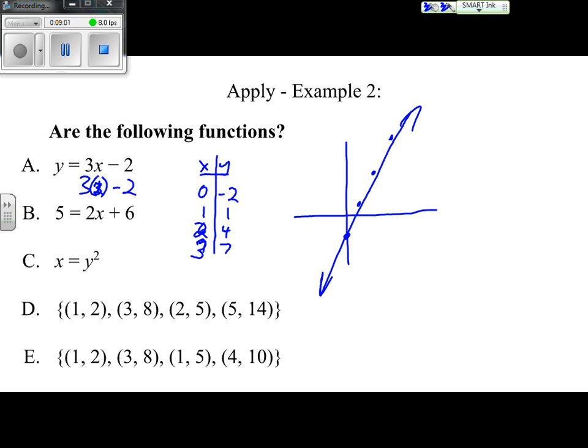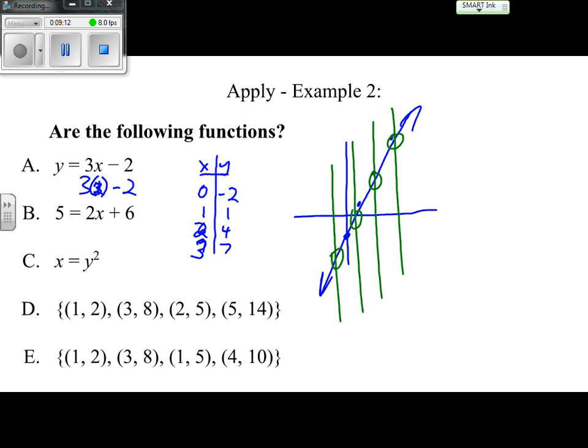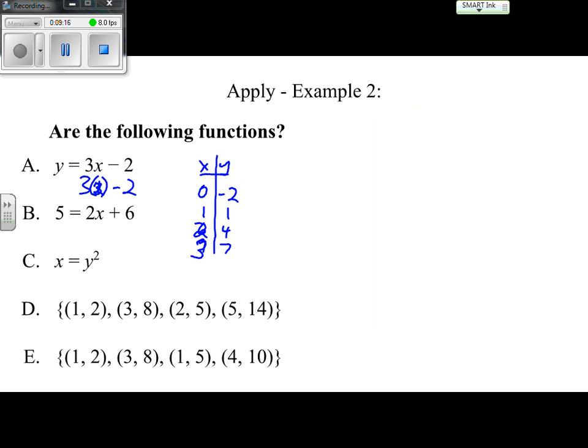Would this pass the vertical line test? Well, does it ever cross the line at more than 1 point? 1 point, 1 point, 1 point, 1 point. It is absolutely a function. So, yes, for this first one.